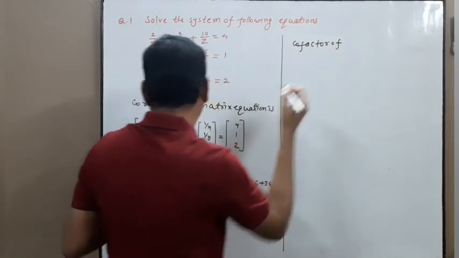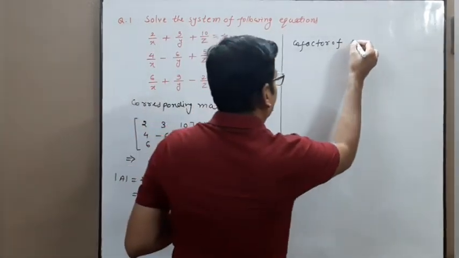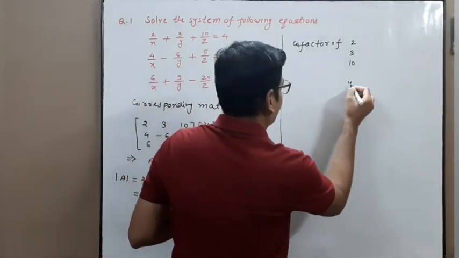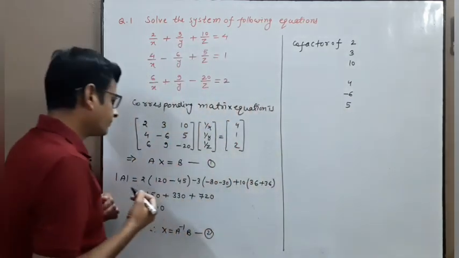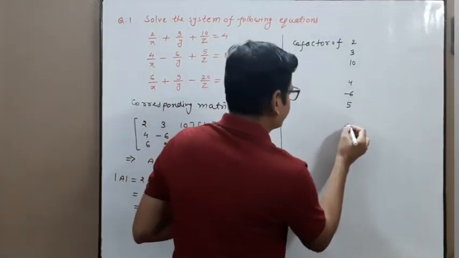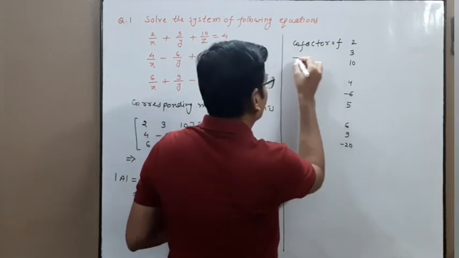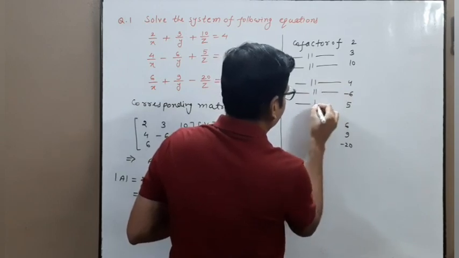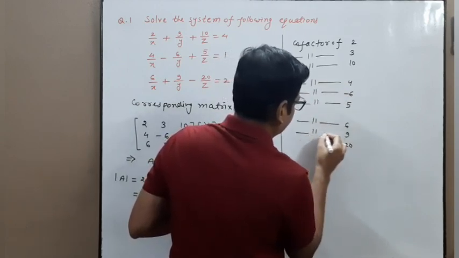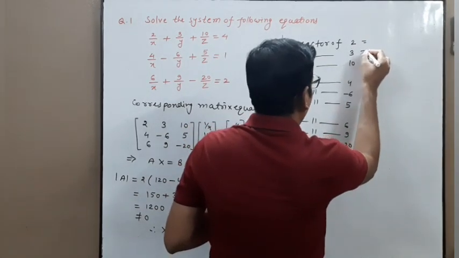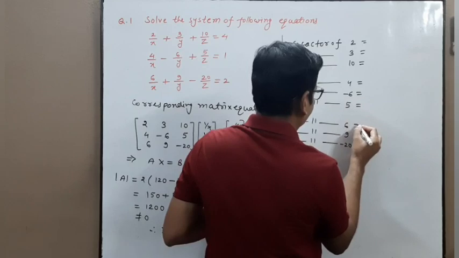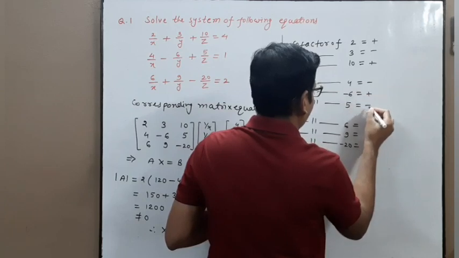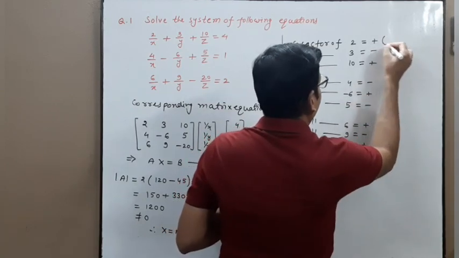Cofactor of the matrix 2, 3, 10; 4, minus 6, 5; 6, 9, minus 20. Instead of writing again and again, use this sign pattern: plus, minus, plus; minus, plus, minus; plus, minus, plus. Now bracket.